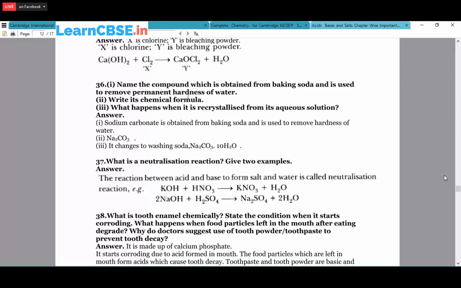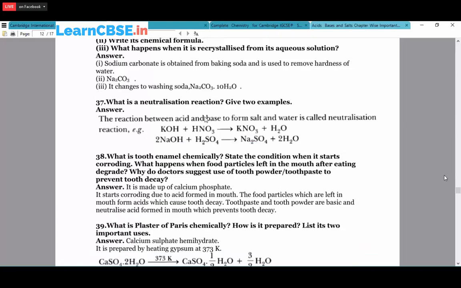Name the compound which is obtained from baking soda and is used to remove the permanent hardness of water. So the sodium carbonate, which is obtained from baking soda, is used to remove the hardness of water. The formula for sodium carbonate is Na2CO3. When you add water to that, it is converted into washing soda. The formula is Na2CO3.10H2O.